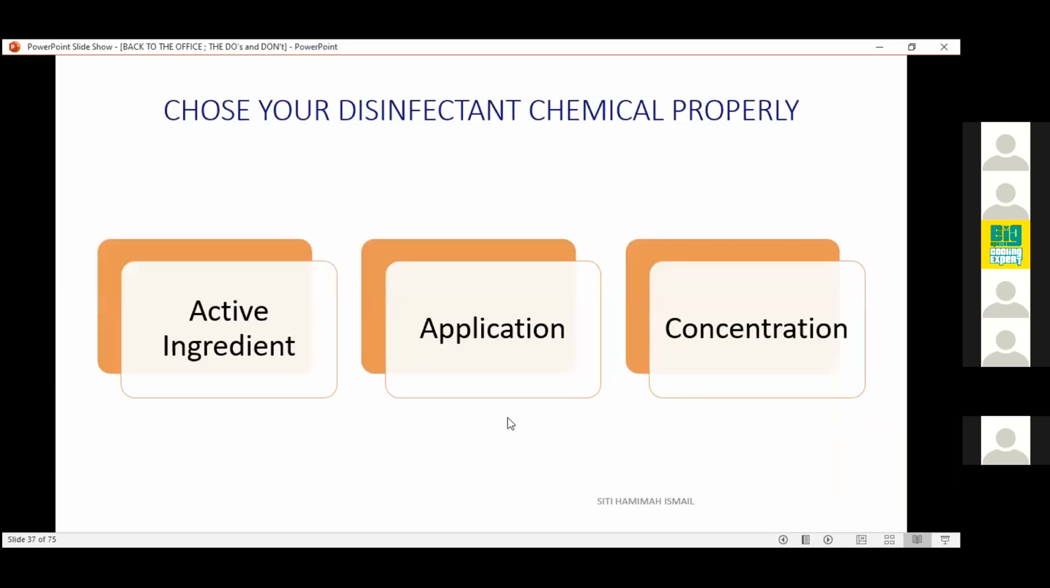Okay, I just want to highlight about chemical disinfection. Actually the Ministry of Health and WHO came up with a list of chemicals on what type of chemical you should use. I can understand that with the current economy everybody goes for cheap things, but if you want to go cheap, my suggestion is you understand the properties of the active ingredient, you look into the application, and you look into the concentration. Why do I mention these three?